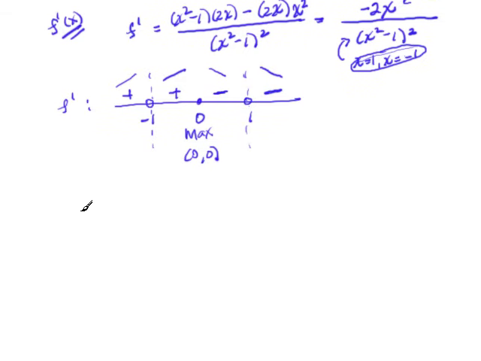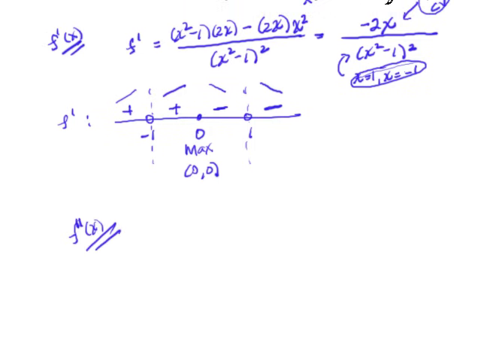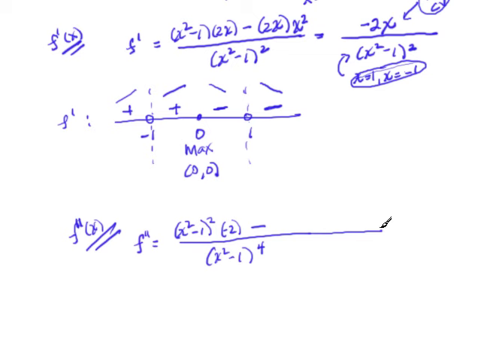Let's go on to f double prime. Okay, we're taking the derivative of this, f double prime. Square that denominator, so we have x squared minus 1 to the 4th. Put the denominator here, x squared minus 1 squared. Derivative of the numerator, that's minus 2, minus derivative of the denominator, there's a chain rule there, 2 times x squared minus 1 to the 1 times 2x times the numerator, minus 2x.